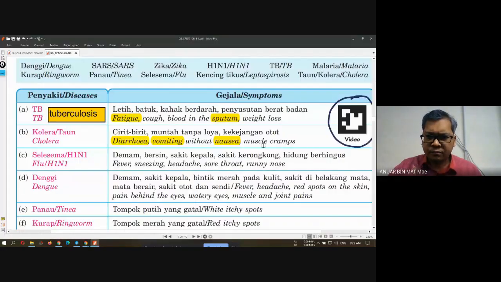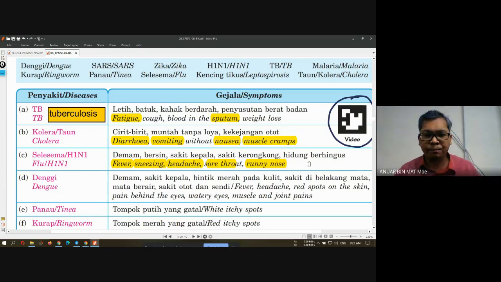Right. And then next one is muscle cramp. Muscle suddenly cramp. Cramp means cannot move lah. Okay, cholera. Okay, next one, H1N1 and flu. Fever, no problem. Sneezing, all right, you understand it. Headache, sore throat, and then runny nose.